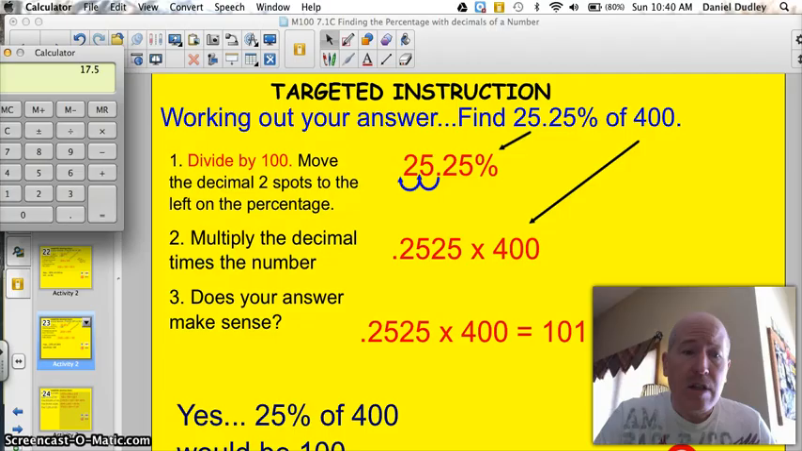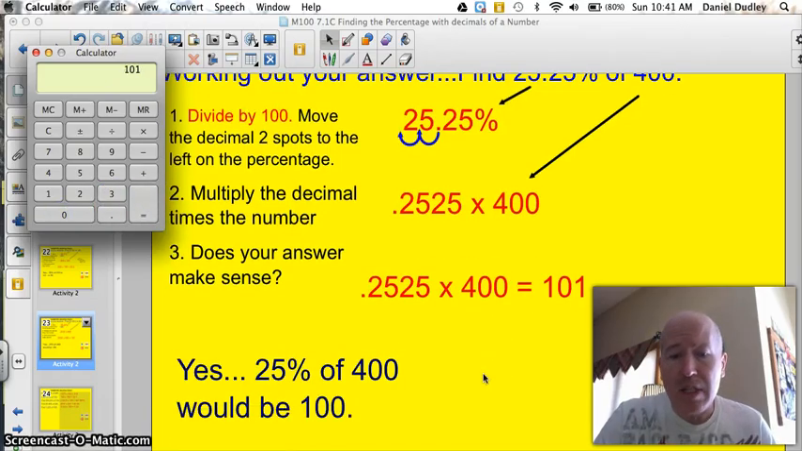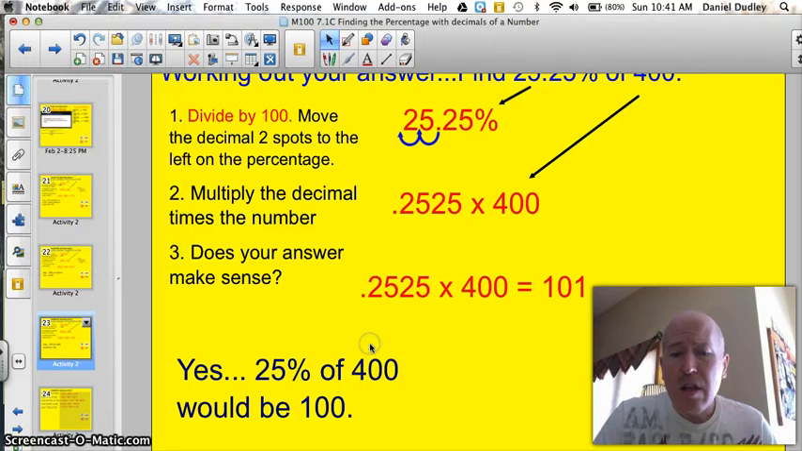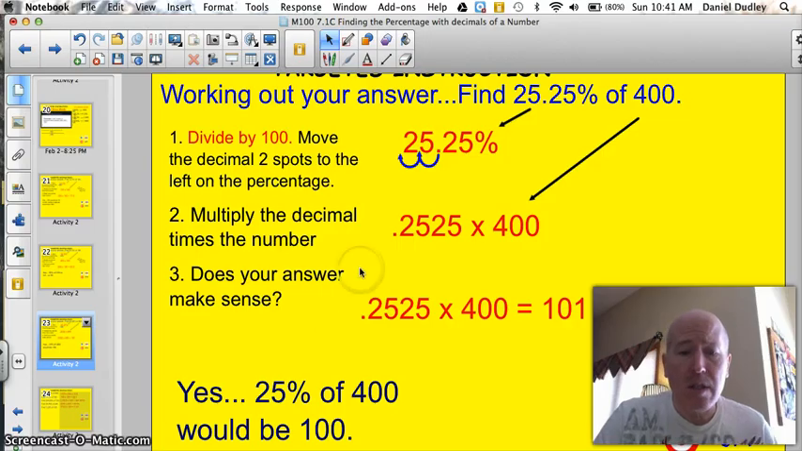All right? Same thing with the calculator. You just type 0.2525. You know what? I didn't get that right. 0.2525 times 400 equals 101. Okay, does that answer make sense? Well, yeah. 25% of 400 would be 100, and so we're just a little bit more than 25%. So yes, my answer makes sense.